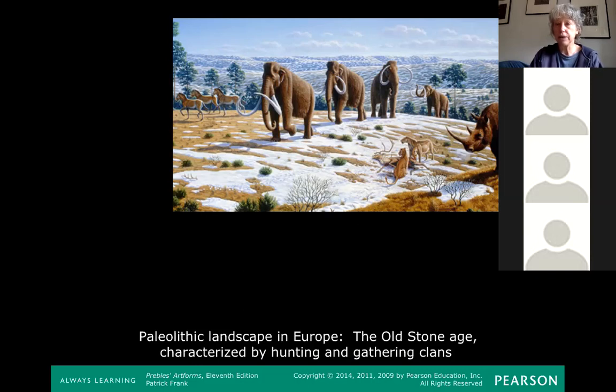Some of the game or fauna of the ice age was completely different from animals that live in Europe or North America now. For example, these woolly mammoths.